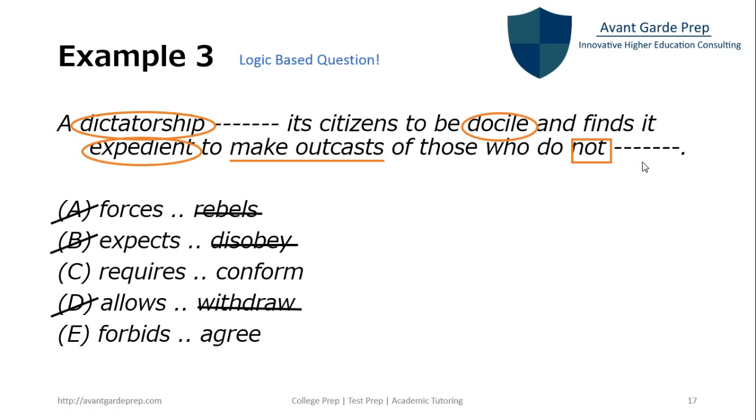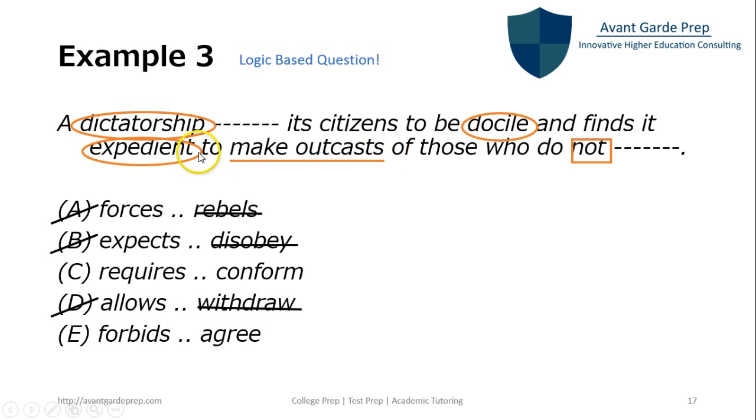Agree. Well, a dictatorship wants its citizens to agree, so that means we need to keep E around as an answer choice for now. Okay, so again, just by looking at one blank, we've already eliminated 3 answer choices. That's awesome. So now we're going to look at the other blank in isolation. This blank is an action that the dictatorship is taking towards its citizens. So a dictatorship requires its citizens to be docile. Remember, docile is submissive. And since it would be helpful if they want people to conform, then requiring docility would be very helpful. So we're going to keep answer choice C around. That sounds good. Let's look at E and make sure it's not better.